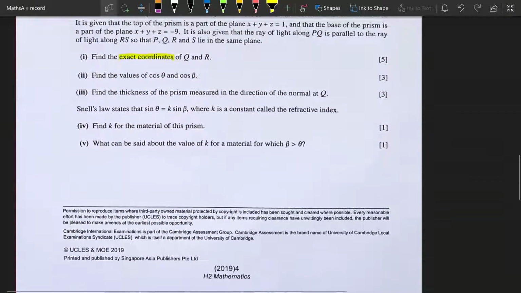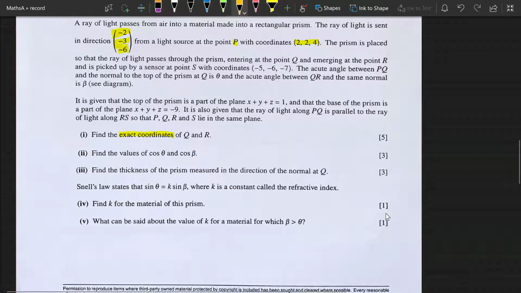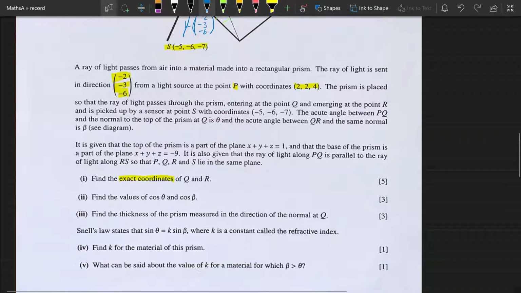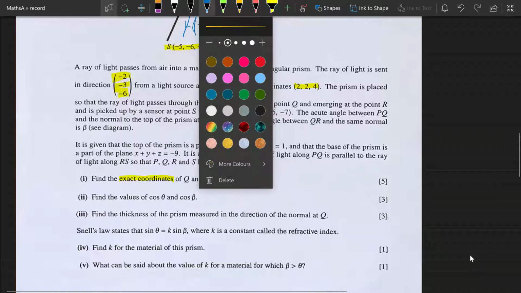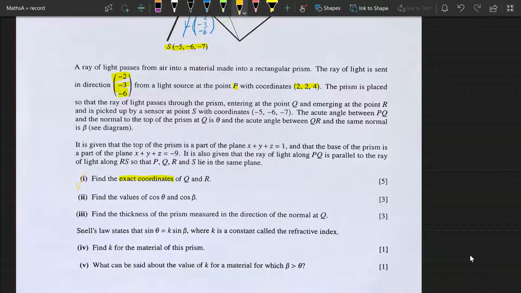Alright, so this one, 5 marks, we're done. See, that wasn't too hard, right? I mean, it took a while because I was explaining this at the same time as trying to write it out. So this is done.